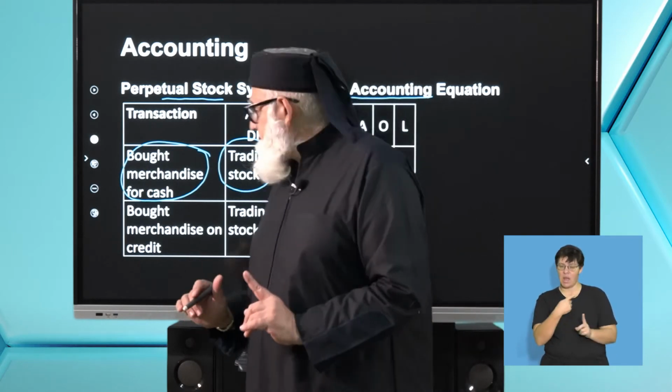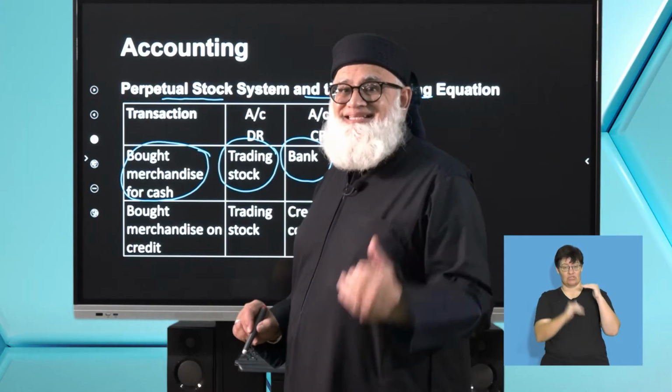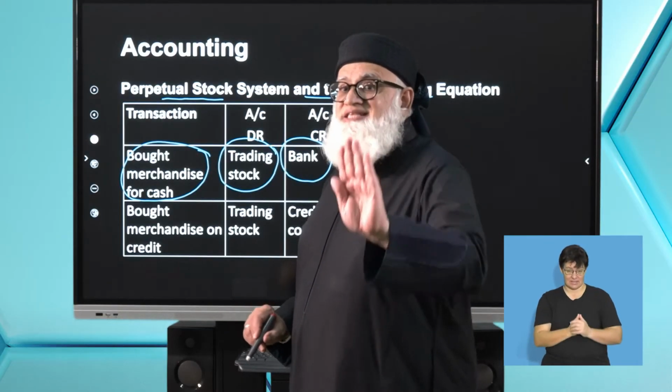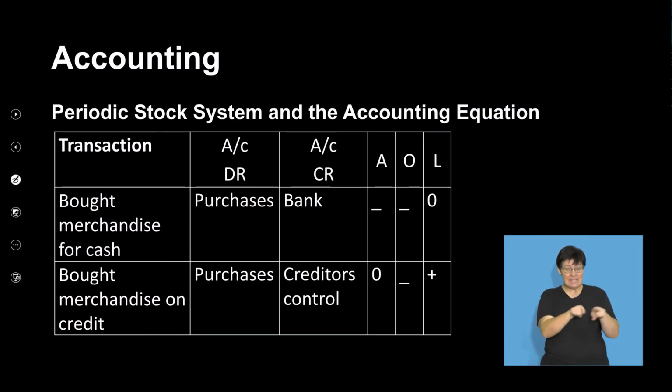So therefore, a debit to trading stock, a credit to bank. Watch my accounting equation: my assets increase as trading stock is increasing, and my assets decrease because bank is decreasing. Okay, so that's the perpetual inventory system. Let's take that same transaction using the periodic inventory system. Watch. Now it's the periodic stock system. The transaction is bought merchandise for cash. Same transaction.